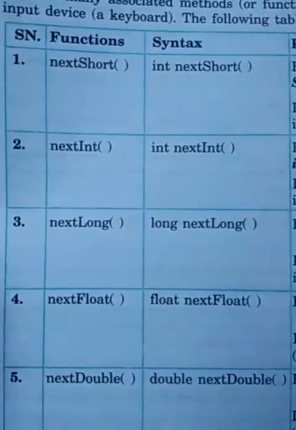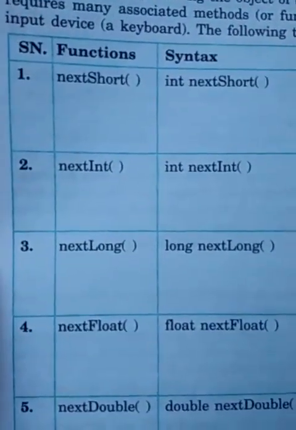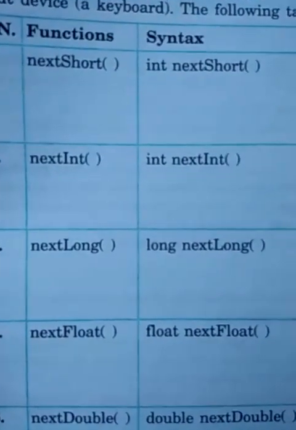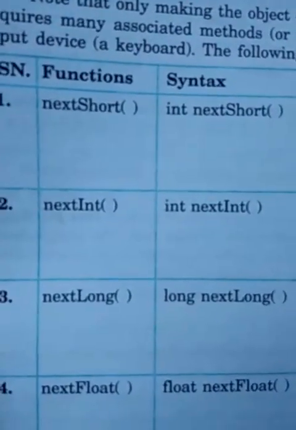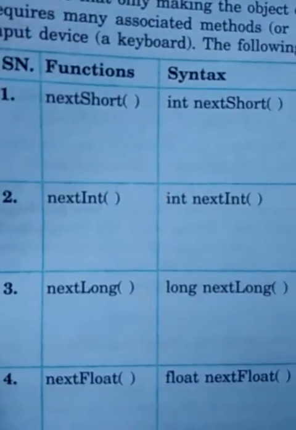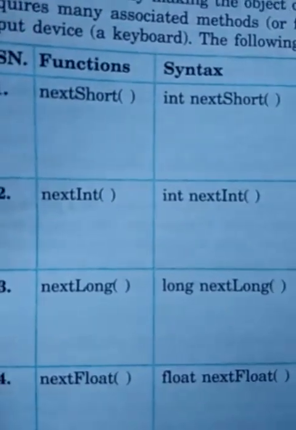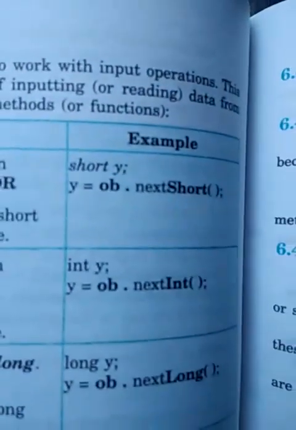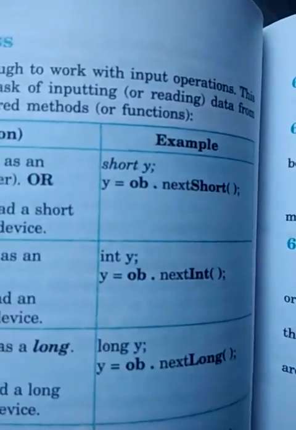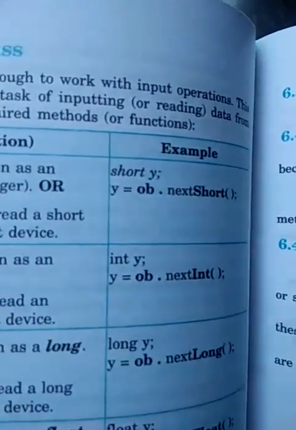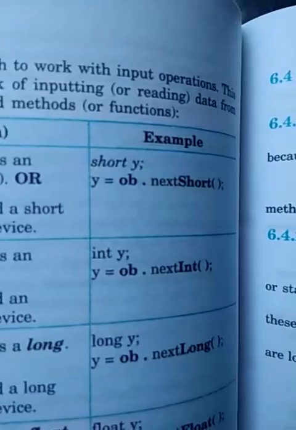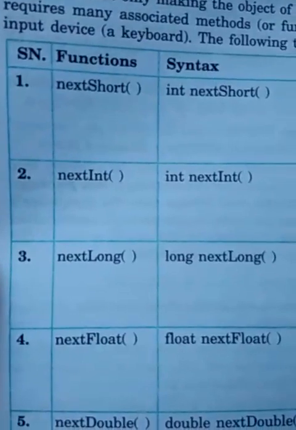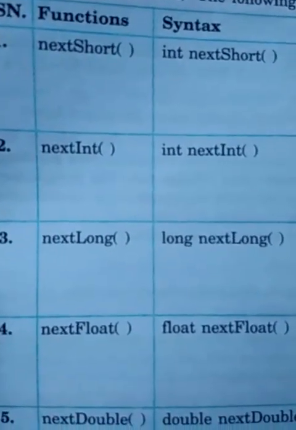And these are the functions of the Scanner class. Number one is the nextShort function. When we want to input data of short data type, we use the nextShort function. Suppose the object of the Scanner class is ob, then ob.nextShort(), and this will be stored in the variable placed on the left hand side of that statement. In case of integer, the statement will be nextInt, used for integer data using a Scanner.